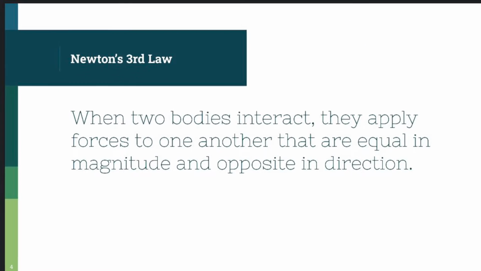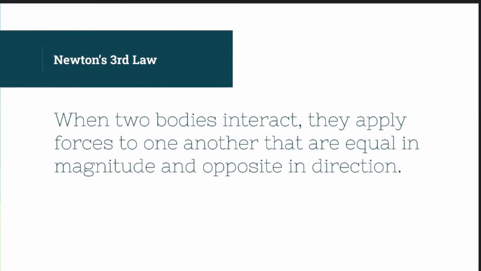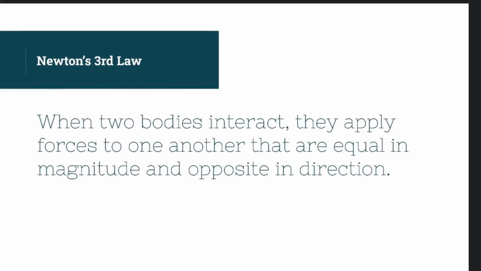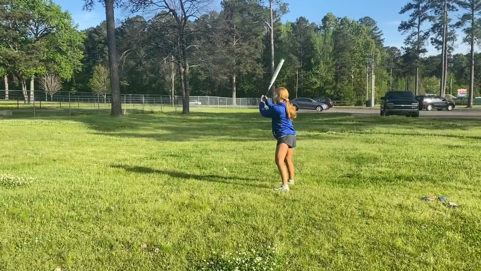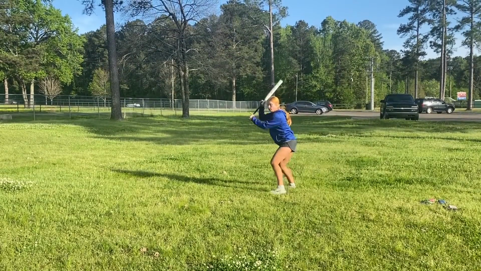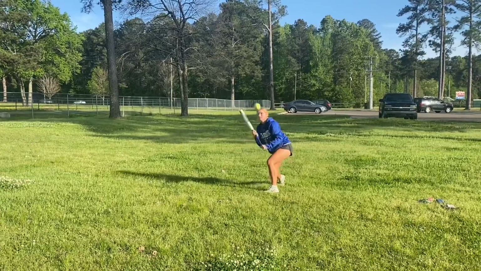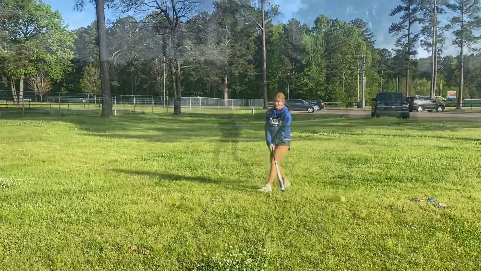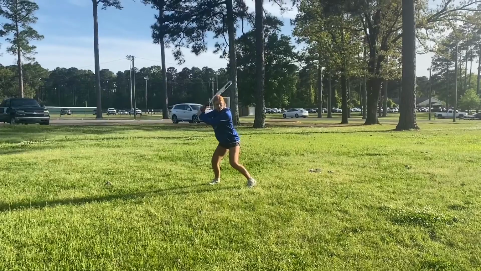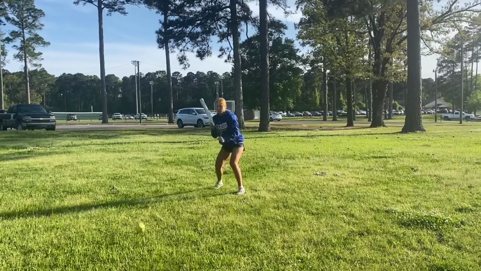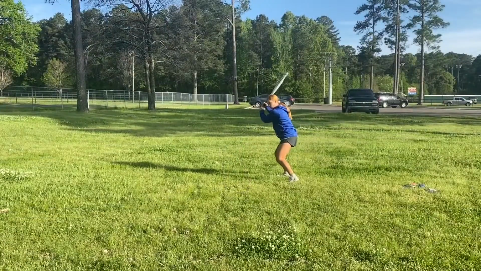Newton's third law of motion also ties into bunting because for every action there is an equal and opposite reaction. This is applied to bunting because if the bat is at an angle with the barrel pointed downwards, the ball will be popped up, compared to the barrel of the bat being pointed more towards the sky, which will allow the ball to get on the ground quicker, which makes the bunt more effective.